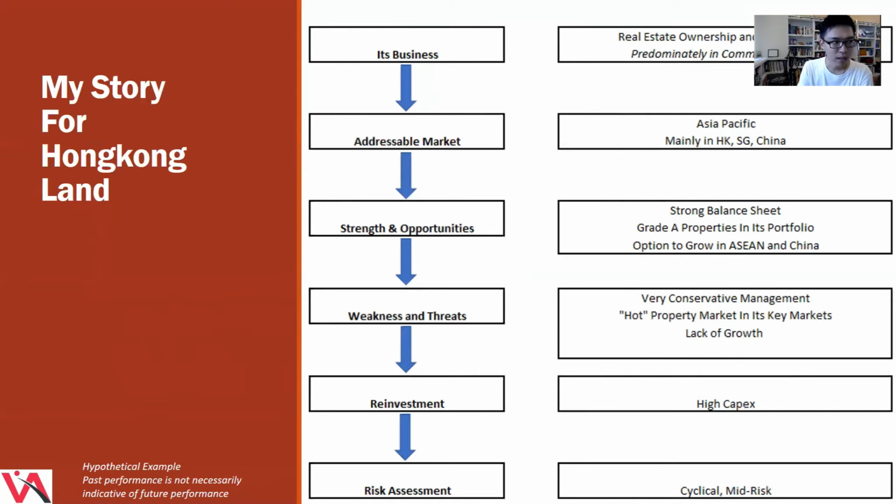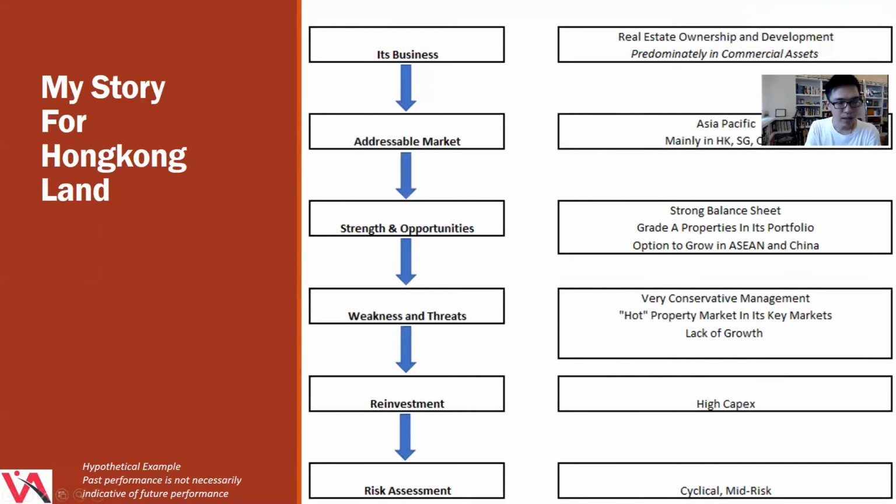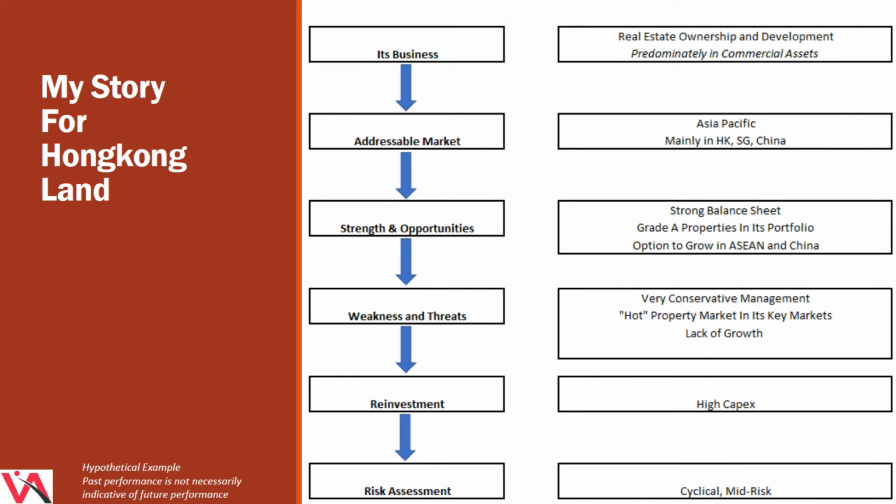So for Hongkong Land, we will see it as predominantly a real estate ownership and development business, right? It is one of the largest building owners in Hong Kong, in the central Hong Kong region. It owns many of the commercial buildings, and actually a large part of its asset is still located in the central region in Hong Kong.